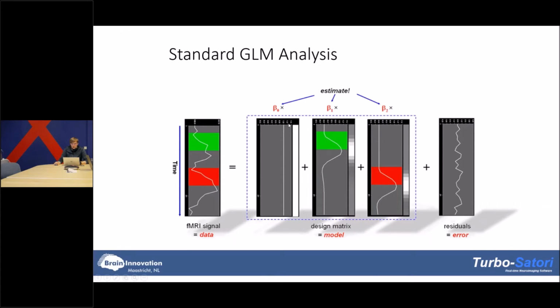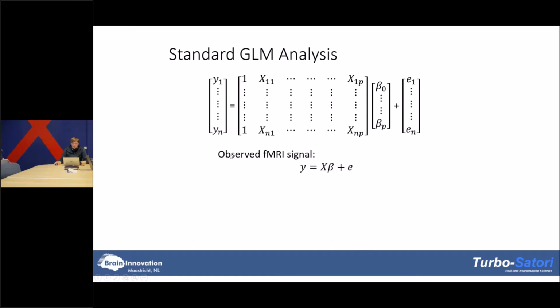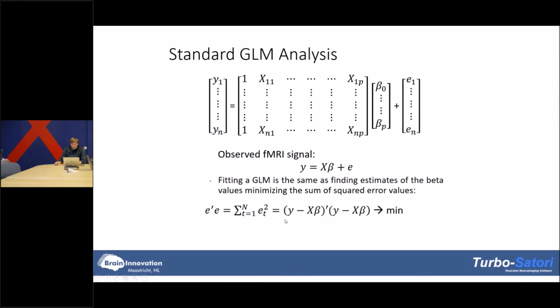Now combining the design matrix, which is our model, together with the residuals forms our time course, the fMRI, or in our case, the fNIRS signal. Standard GLM analysis consists of the model, the estimated beta values, and our error terms. Since we use this a lot for fMRI, this is also true for fNIRS. The most important part is that fitting the GLM is the same as finding the estimates of the betas that minimize our sum of squares of the error values.